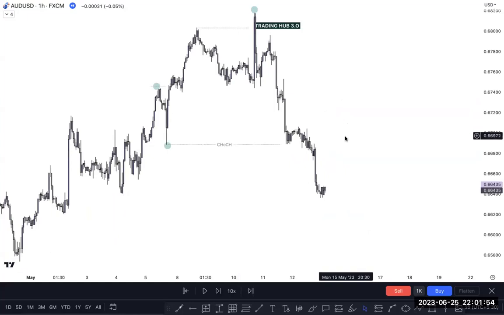And now you can see what is happening here. You have to wait for it to take out the inducement. After taking out the inducement, definitely you can sell. So where is the inducement here, right? Price must take out this one, and then you can take entry for the sell, because market momentum is bearish.